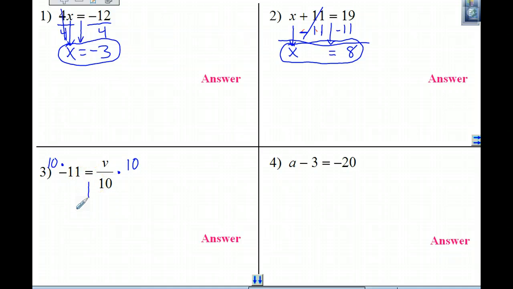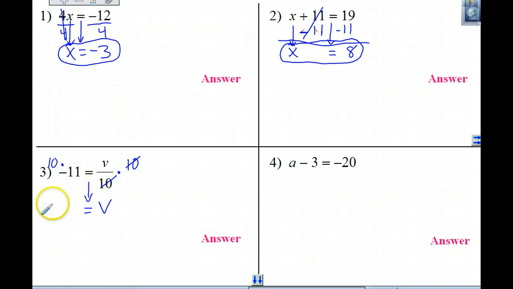Again, if you need to, go ahead and put the equal sign first so you know it's going to be lined up ahead of time. Drop it straight down. What is 10 divided by 10? Right here? No. 1. So we have 1V. We just write V.